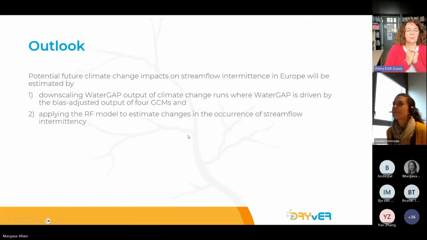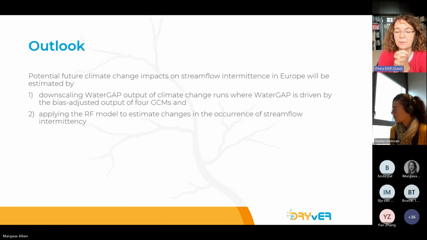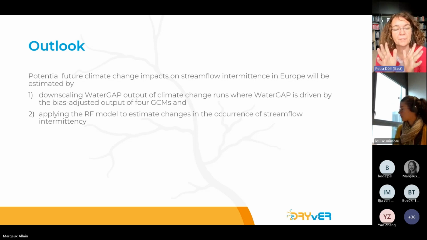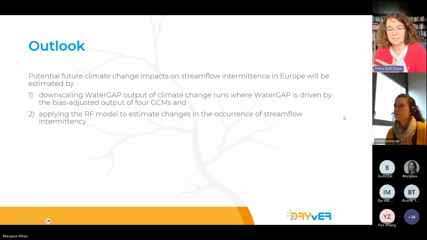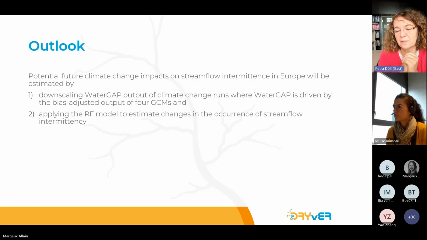Is the outlook. So we will very soon start estimating potential future climate change impacts on streamflow intermittence in Europe. And how will we do that? We have already done WaterGAP climate change runs. So we already have runs available where WaterGAP output, so the runoff and so on, how it is developing over the 21st century under those different emission scenarios that Louise also mentioned.